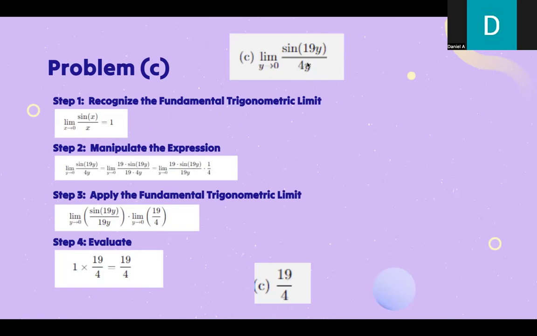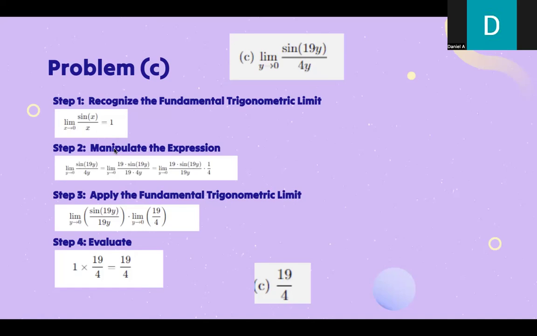One of the key trigonometric limits is limit x over 0, sin parentheses x over x should equal 1. This means as x approaches 0, sin x over x approaches 1. We'll use this property to simplify our limit. Now, step 2 is to manipulate the expression.